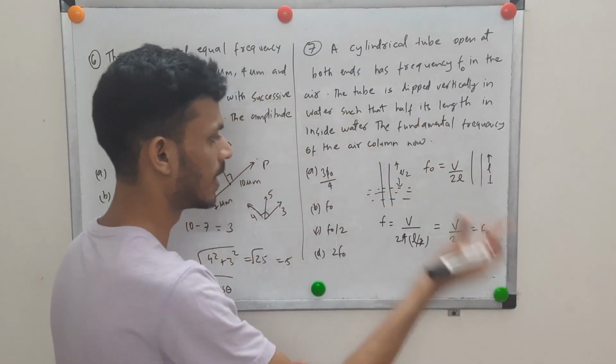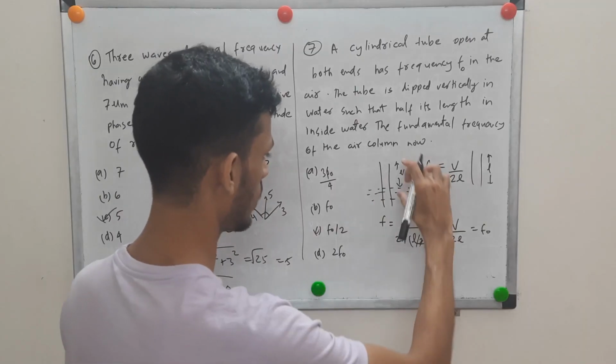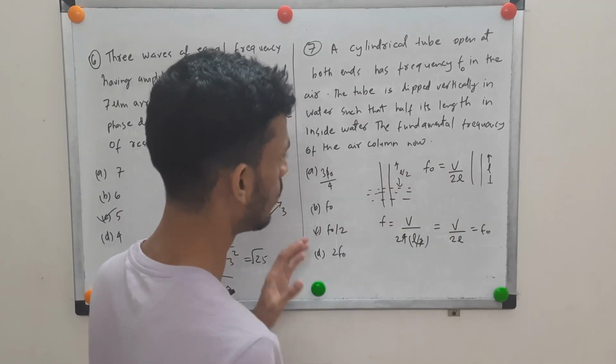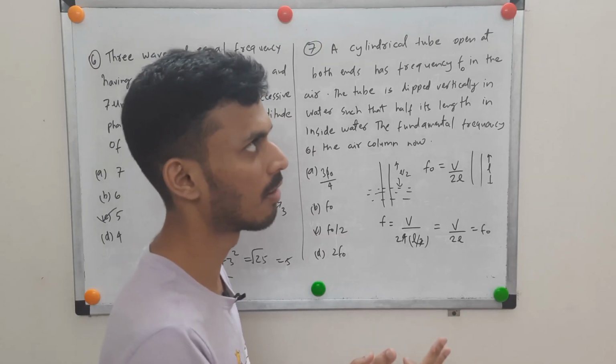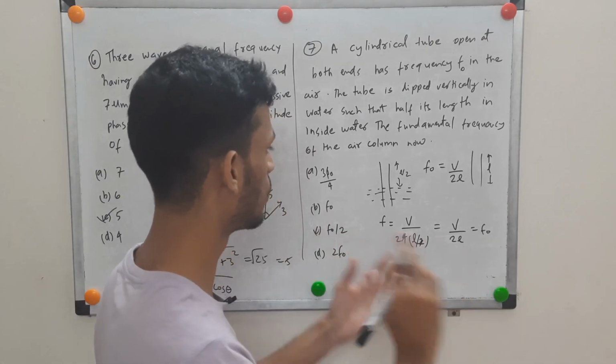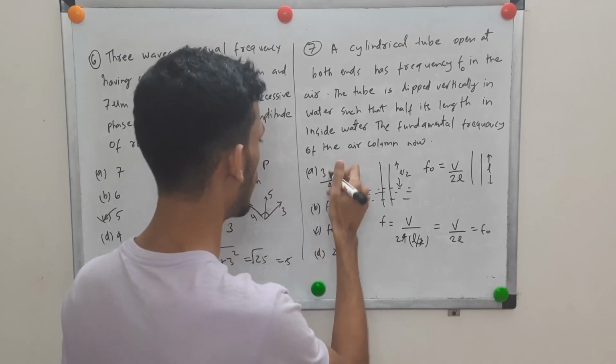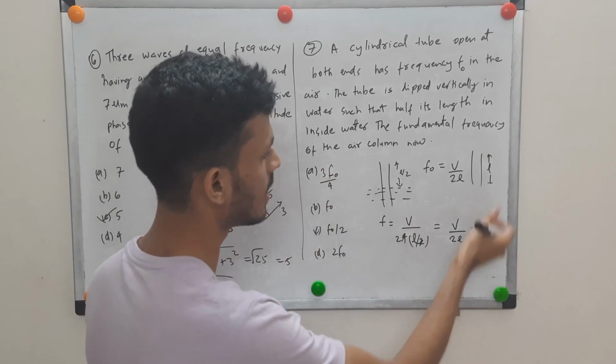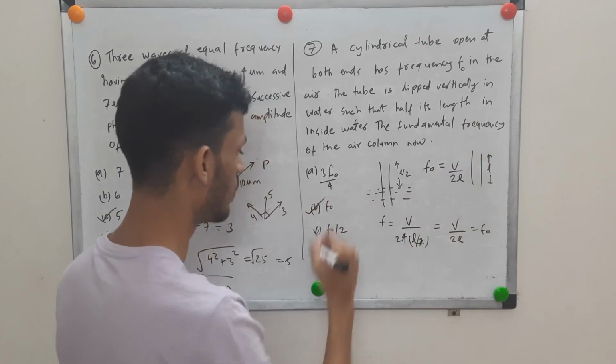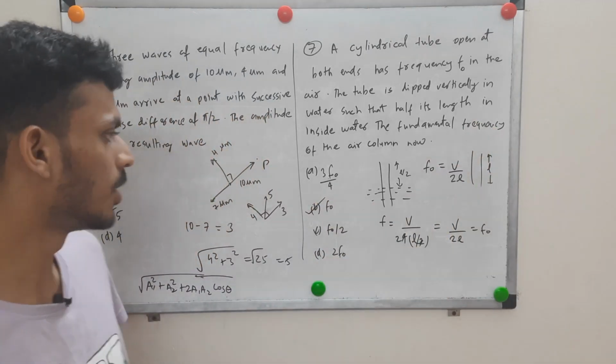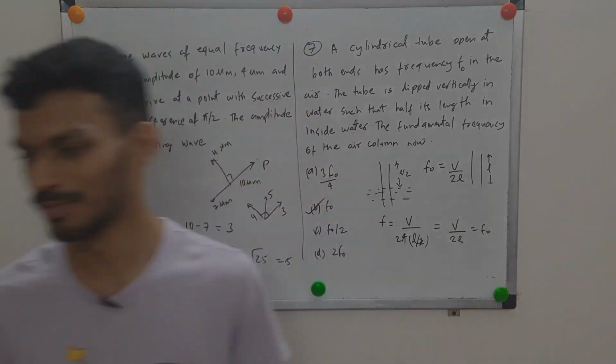So you have basically done two counteracting things. One, you have halved the length, and then you have made it a pipe closed at one end. Those two are counteracting, and you have the fundamental frequency the same as the original pipe, which is option B. Okay, so that's about these two questions. Over to the next one.